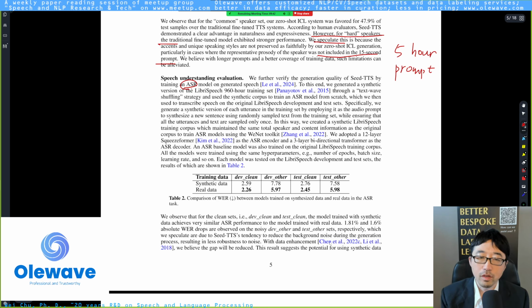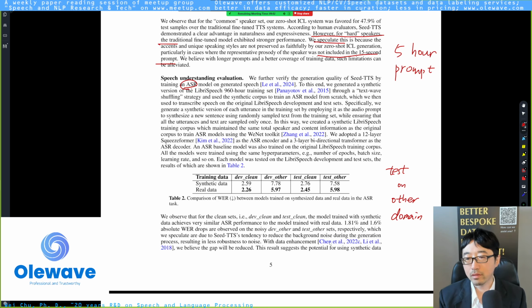I think this is not new, because, you know, TTS data has less noise or fewer variations. They're not covering enough data, so the LibriSpeech result became worse. But it would also be interesting to test the model trained on synthesized LibriSpeech on other domains, right? For example, Switchboard, or maybe Common Voice, yeah.